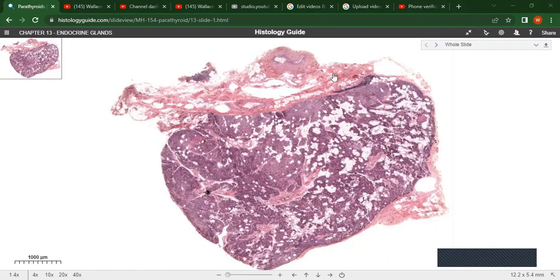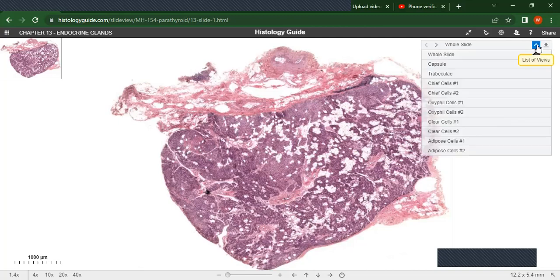From this magnification, you can see that it is encapsulated, with a capsule all around. The capsule is sending in some trabeculae to lobulate it. Remember, the capsule usually brings in blood vessels, nerves, and lymphatics. So that is the stroma.